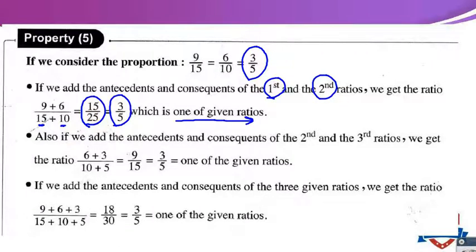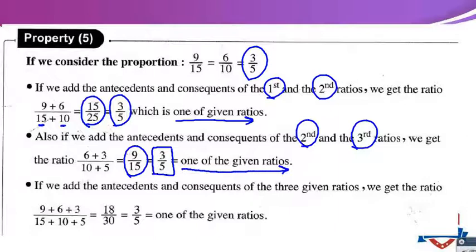Okay? Also, if we add the antecedent and the consequent of the second and third ratios, 6 plus 3 over 10 plus 5 equals 9 over 15. Simplify the ratio, equal 3 over 5. 3 over 5, one of the given ratios.